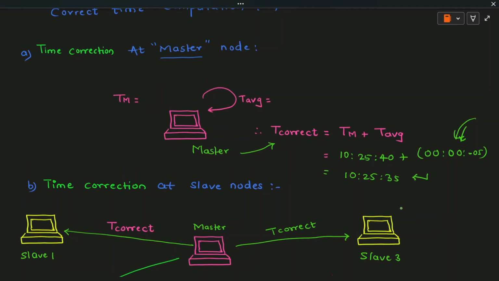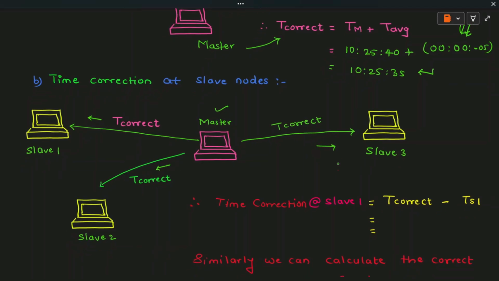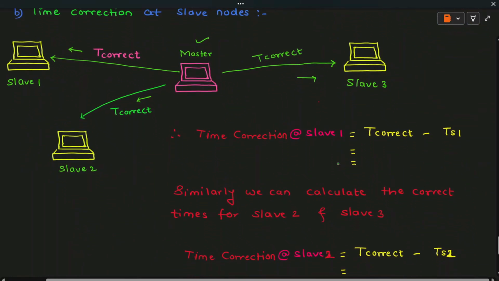Now let's correct the time at the slave nodes. So this is the master clock. This master clock will send the T correct time to all the slaves. So T correct time will be sent to slave 1, slave 2 and slave 3. Now we are going to do a few calculations. We are going to do time corrections at slave 1. For doing the time correction at slave 1, the formula is going to be T correct minus T1.